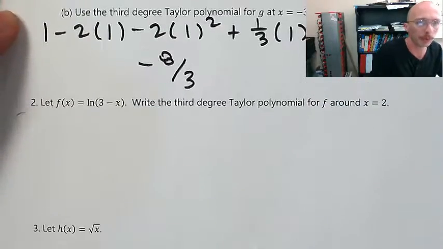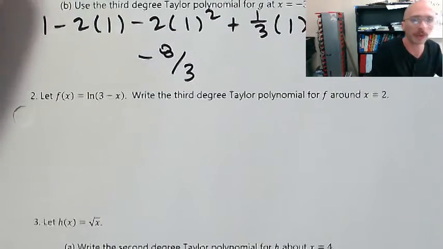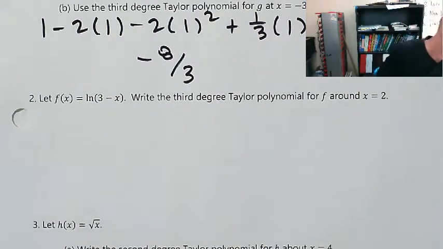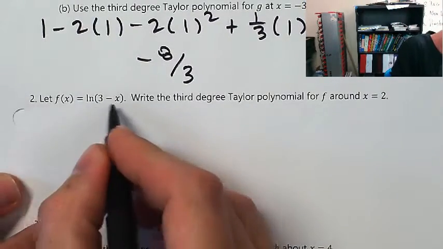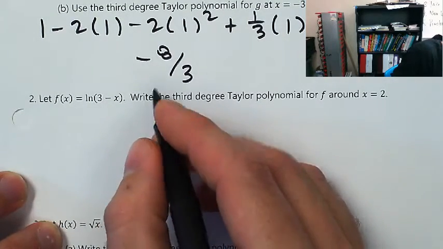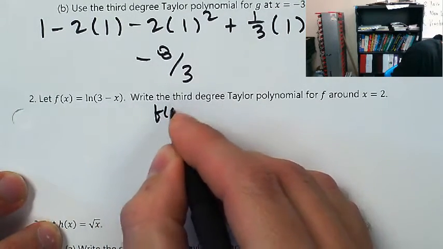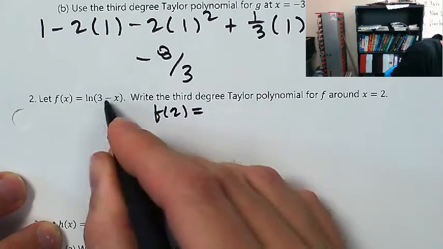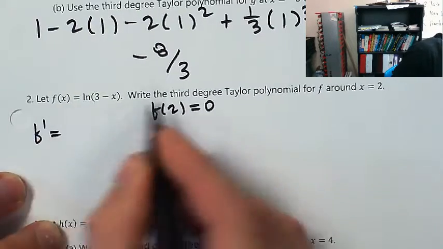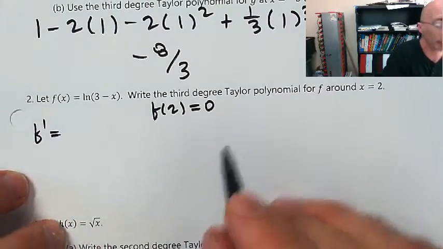Let f of x equal the natural log of 3 minus x. Let's write the third degree Taylor polynomial for f around x equals 2. If we don't have a table, then we're going to have to make a table. We're going to have to do it the old way. So f equals log of 3 minus x, meaning that f of 2 is equal to log of 1, which is 0. Okay. F prime, we want the third degree, so we're going to need up to the third derivative.